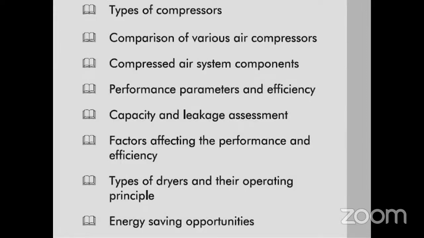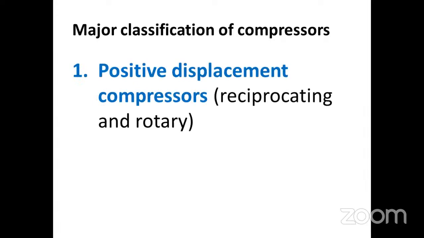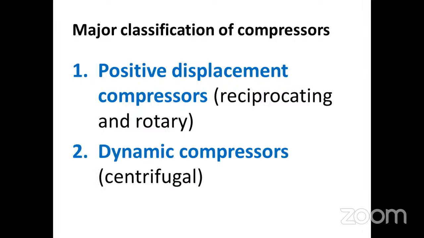As we have already gone through a long session, we'll rush up shortly, sir. Major classification of compressors. Already we saw there are two major categories: positive displacement compressors and dynamic compressors. In positive displacement compressors, there are subtypes: one is reciprocating and the other one is rotary. Dynamic compressor is only centrifugal.